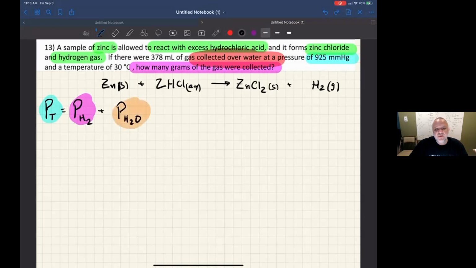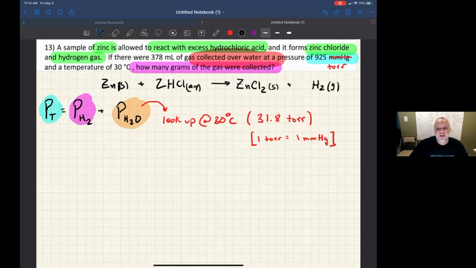So we need to figure out the partial pressure, or the vapor pressure, of water at 30 degrees Celsius. And how do you do that? We're going to have to look it up, or in an exam or quiz, you'd be given a table and you'd look it up in that table. And what you find is that it's 31.8 torr. Now, remember that torr and millimeters of mercury are the same. So up here in the problem, you can change this to torr, or maybe even in your problem set, it's already changed to torr. So it's the same thing. 1 torr equals 1 millimeter of mercury.